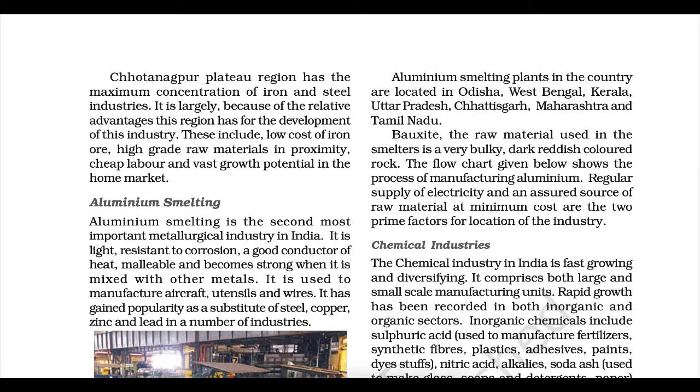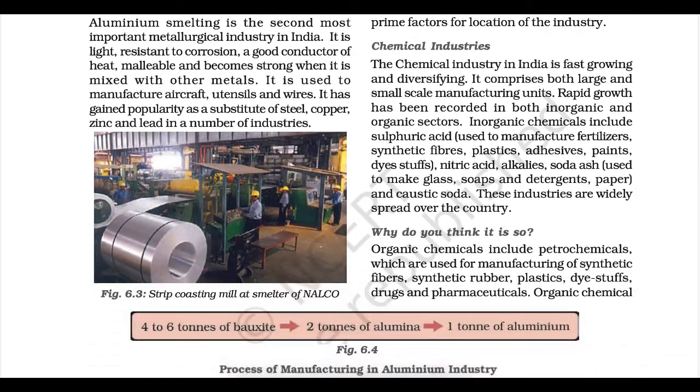Aluminium smelting plants in the country are located in Odisha, West Bengal, Kerala, Uttar Pradesh, Chhattisgarh, Maharashtra, and Tamil Nadu. Bauxite, the raw material used in the smelters, is very bulky, dark reddish colored rock. The flow chart given below shows the process of manufacturing aluminium. Regular supply of electricity and an assured source of raw material at minimum cost are the two prime factors for location of the industry.